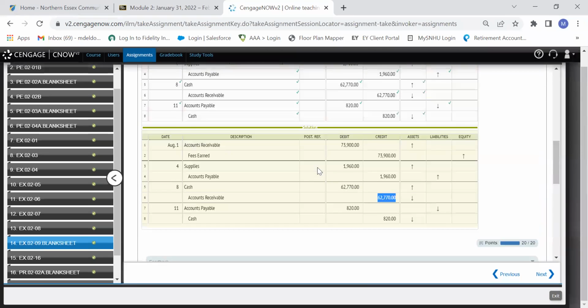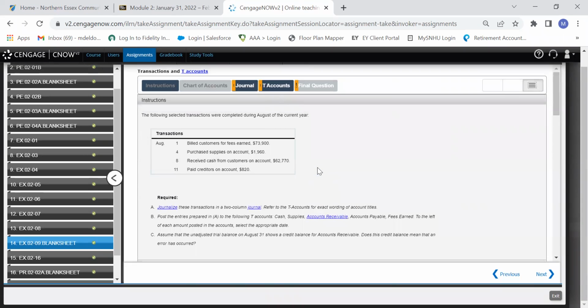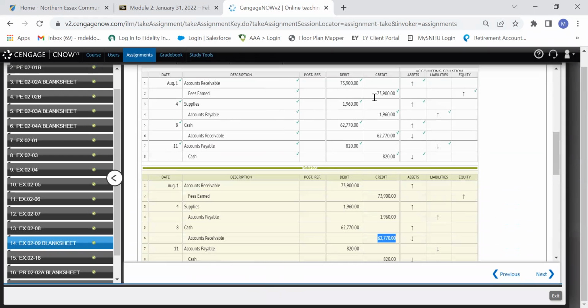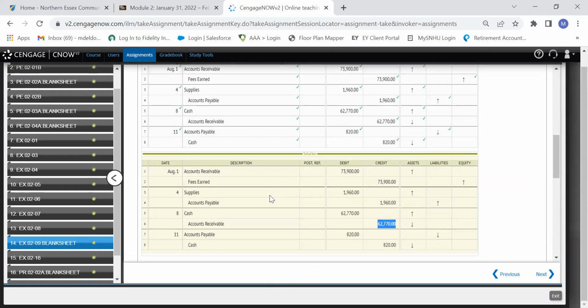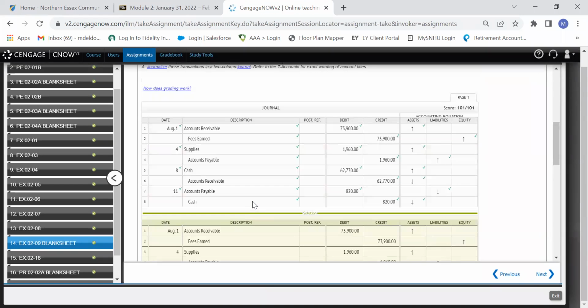And that's it. So that's it for homework. Example 209. So here we went through the journal entries, right? And we went through the T accounts, and you can do this for both accrual type transactions, which are transactions that don't involve cash. And you can also do the same debits and credits for cash transactions.